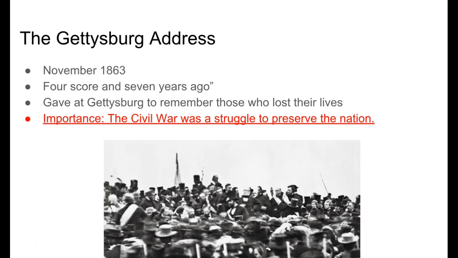And the reason why this is important is because it stressed that Lincoln's main focus was that he wanted to preserve the nation. He wanted to make the Union strong. He wanted to continue to be one country, not two separate nations. And that is the importance behind the Gettysburg Address.